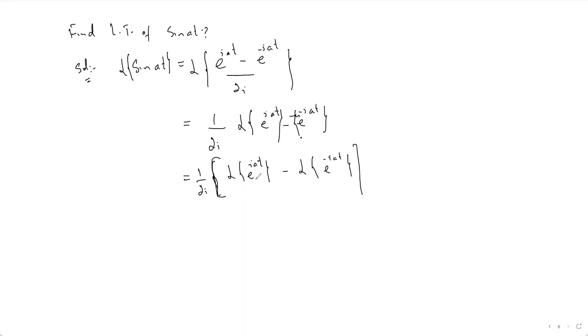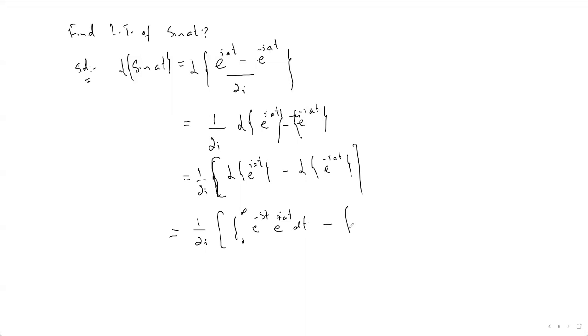Now this is the function. So you will say that this is 1 by 2 iota. The Laplace transform of e raised to power iat will be now the integral from 0 to infinity of e raised to power minus st into e raised to power iat into dt.